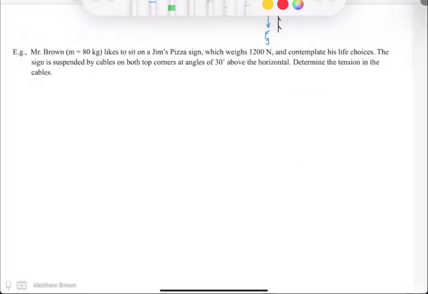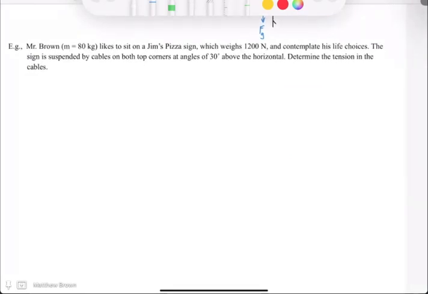All right, now we got one a little bit more work, but I just want to show you an example like this. So when you're doing problems like this, you've seen one with a little more math in it. So now we've got Mr. Brown, 80 kilograms, thereabouts. Likes to sit on a Jim's Pizza sign, which weighs 1,200 newtons. So that's kind of nice. We get the weight right in newtons. And contemplate his life choices. The sign is suspended by cables on both top corners at angles of 30 degrees above the horizontal. Determine the tension in the cables.